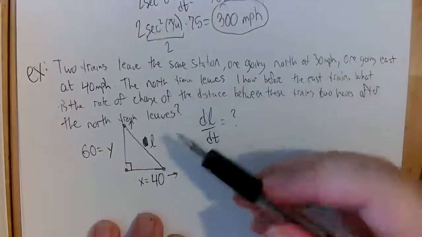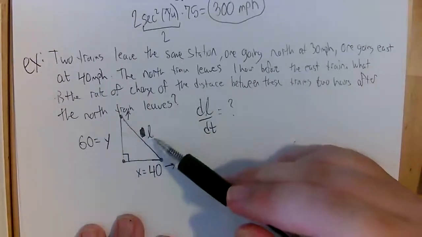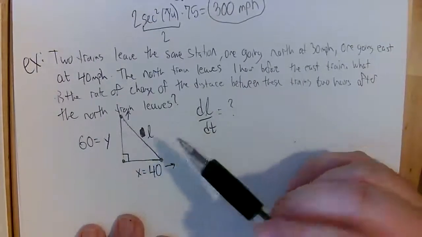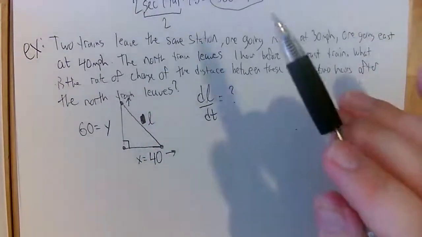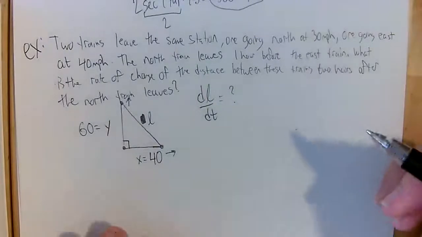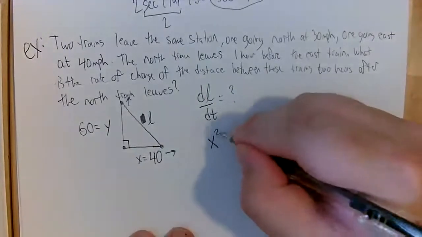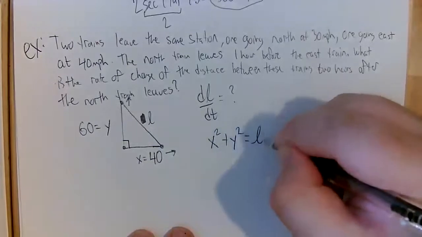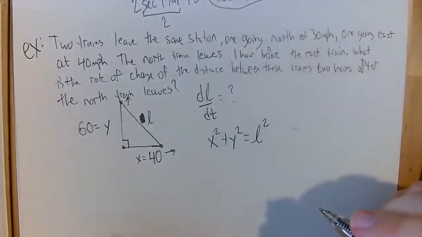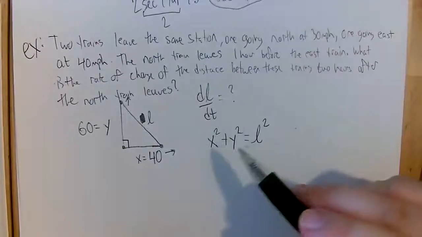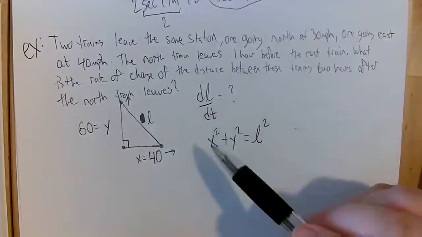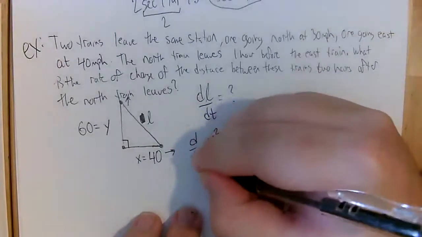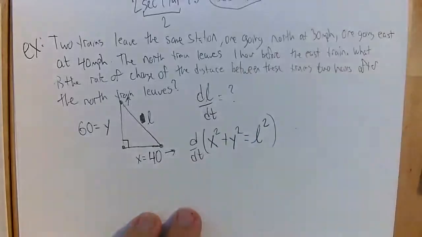All right, but we need to make an equation relating x, y, and L, because these seem to be the 3 players here. Now, if we want to relate 3 sides of a right triangle together, we don't need to use an angle or a trig function. We should use the Pythagorean theorem. So we're going to use the fact that x squared plus y squared is going to be L squared here. All right, so with that in mind, I'm interested in knowing what dL/dt is. So I need to do the t derivative of this equation. So this is step 4. I'm going to do my derivative now.